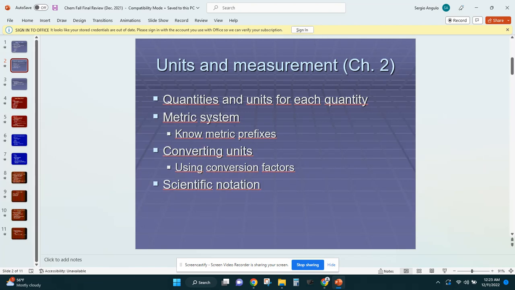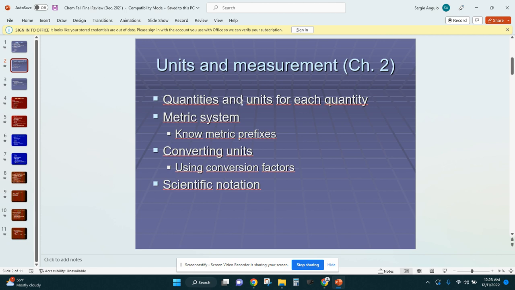Okay, let's take a look at what we covered in chapter two. Remember, chapter two was a chapter on units and measurement. So, a quick reminder of what was covered in chapter two. Remember, chapter two is going to have about 5 questions out of 40 on the final exam.